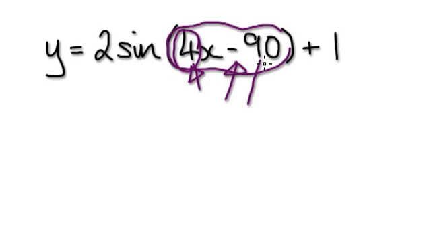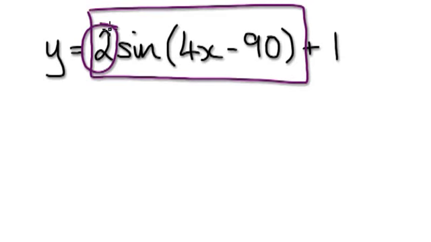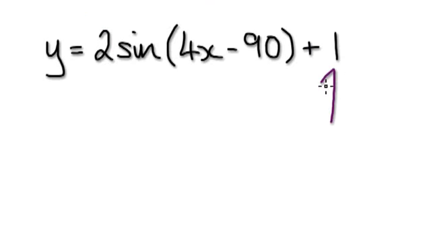So be careful. It's not a matter of shifting it by 90. Once you've sorted out this bubble here, you're changing the amplitude, and then later on you're going to shift it in the vertical direction by 1. So there's a mixture of everything. Press pause and have a go.